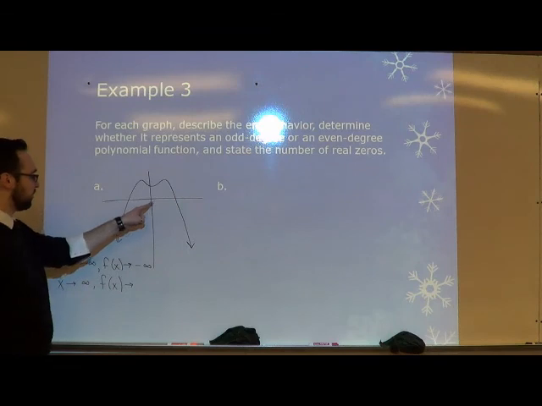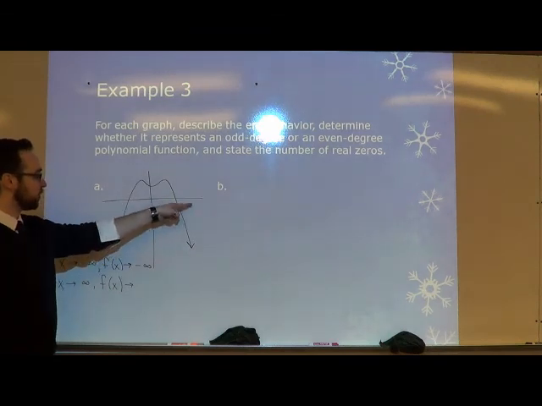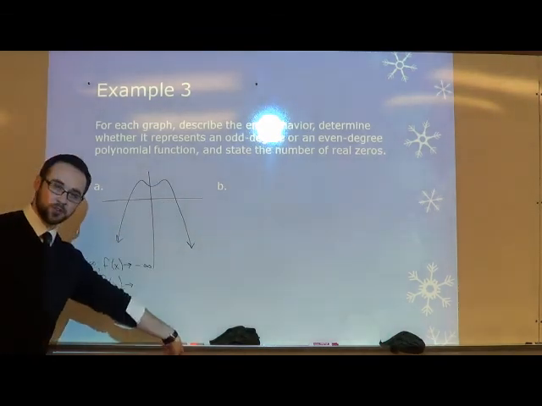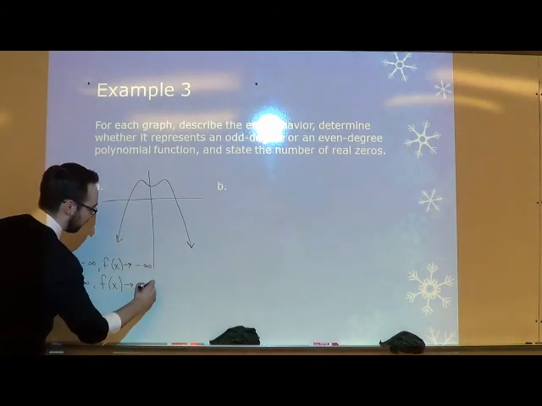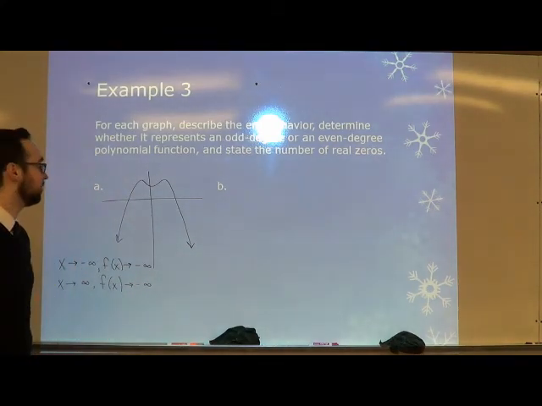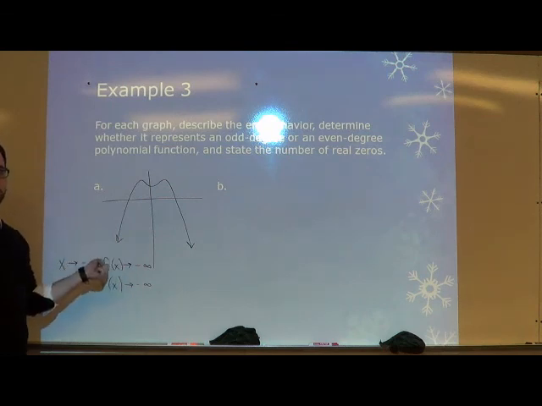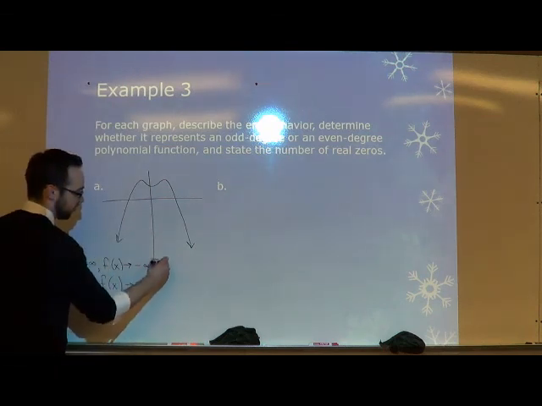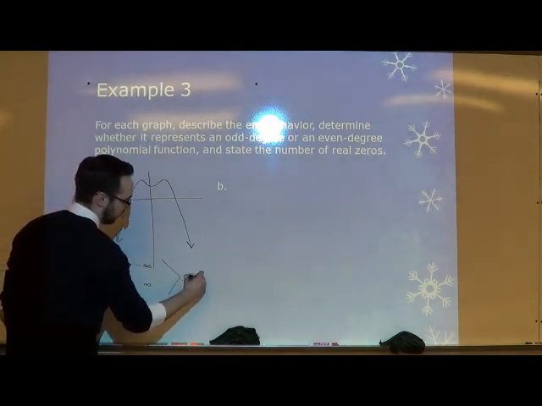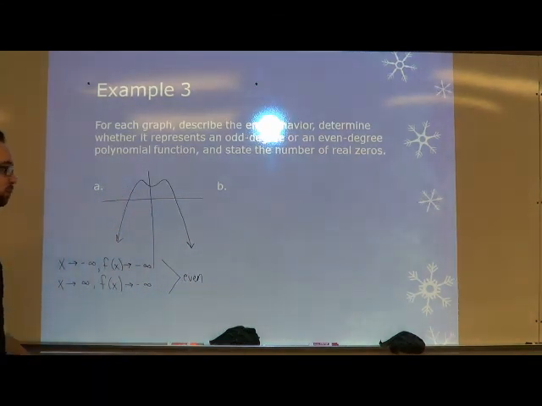And as x approaches infinity, out this way, what's the function doing? It's also approaching negative infinity. So the end behavior for both of those is approaching negative infinity. Then we want to ask ourselves whether it represents an odd or an even degree polynomial. Well, are they both going the same way, or are they going opposite ways? They're both going the same, so this is going to be an even polynomial, because both ends go the same direction.